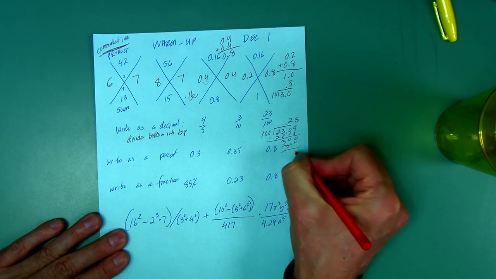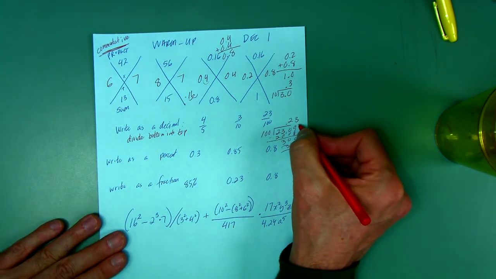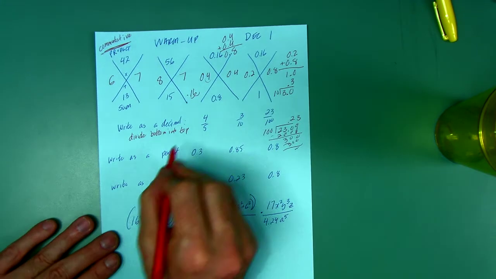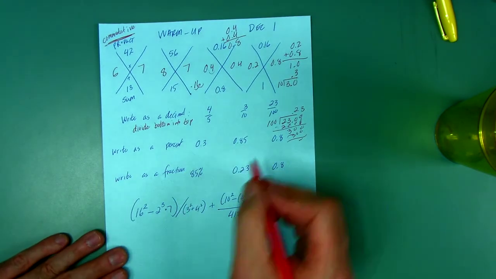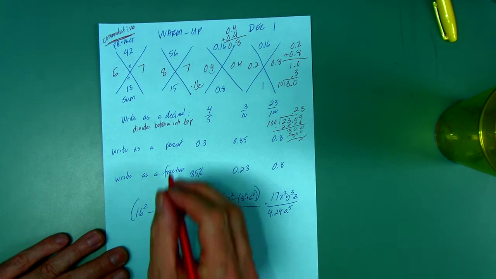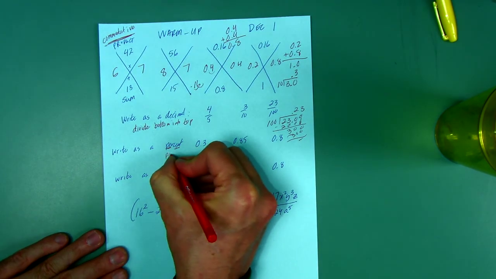Perfect fit. So 23 hundredths is 0.23, right? That's how you say that as a decimal, right? So that is the answer to those 3. How about changing a decimal to a percent? Percent simply means per 100.